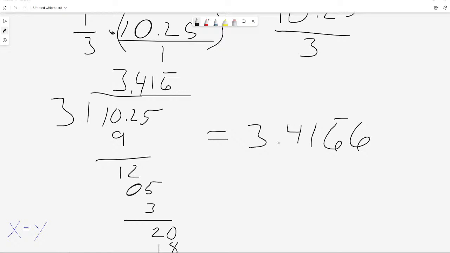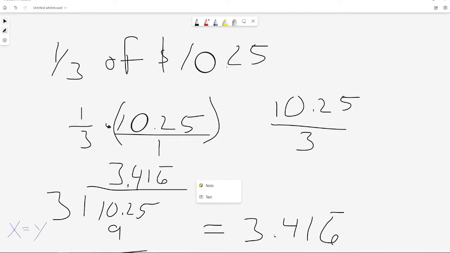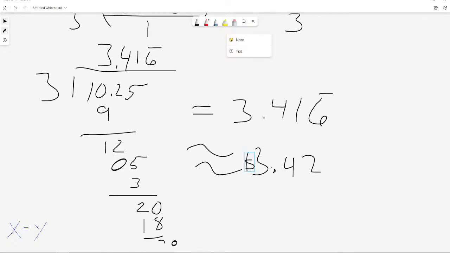Well, actually, we want to round the 41. My mistake. We don't even care about that because we only want to round to the hundredth. So the number to the left is 5 or higher, so we're going to end up with 3 point, so $3.42. Whenever you have labels too, you want to write your answer with the labels given.